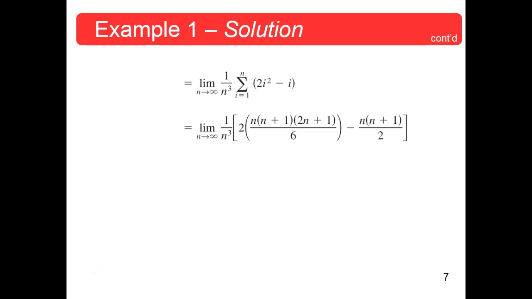Okay, now plugging in what those are, the limit is 1 over n cubed, 2 times, this was what our I squared was. Remember, we just did it in the last problem. N times n plus 1 times 2n plus 1 over 6. And the I here, now this 2 is only in front of this part, minus the I is n times n plus 1 over 2. That's all times your n cubed.